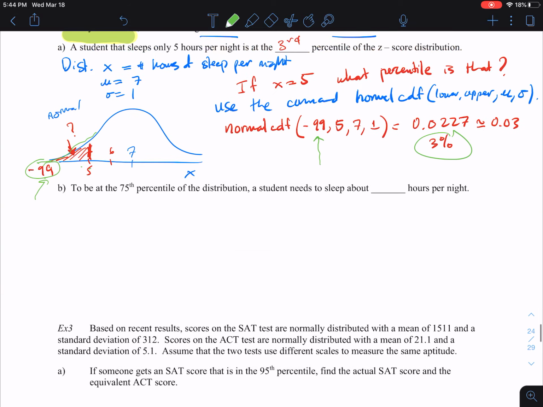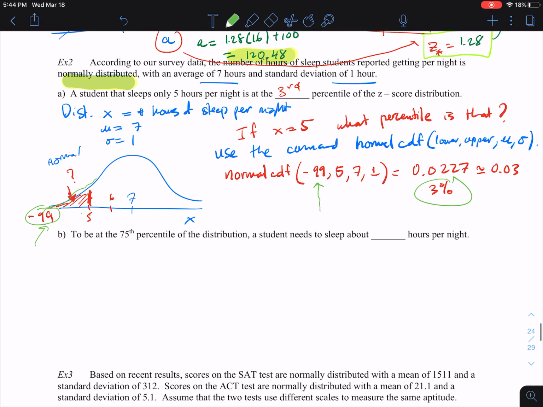Okay. So how much time do I have for this video? I have about a minute left, so I'm going to quickly go through part B here. To be at the 75th percentile, a student needs to sleep about how many hours per night? So this is going to be find x.